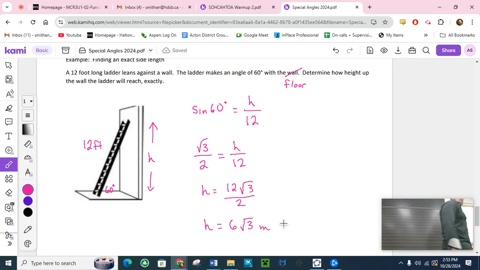Where'd the 3 come from? Which 3? This 3? Go on the previous page. What's the sine of 60?